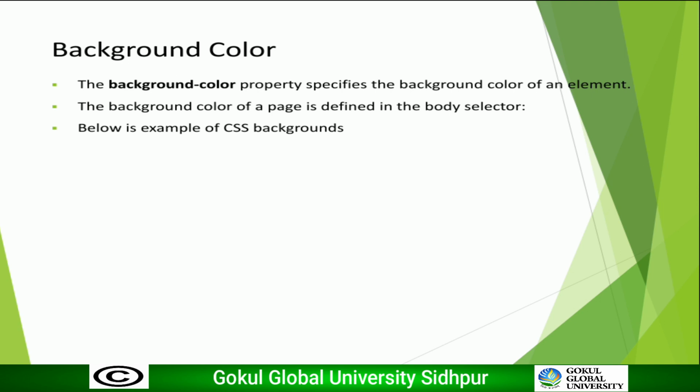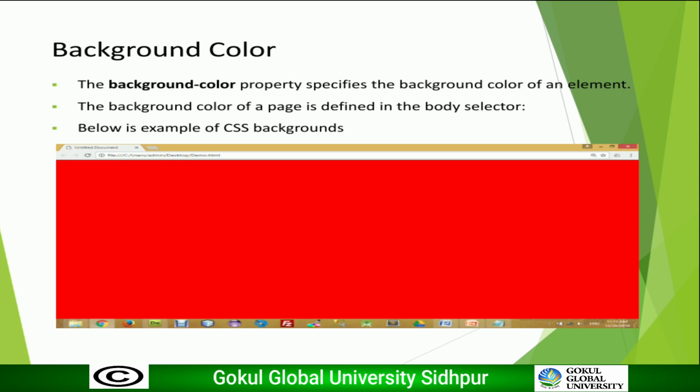Background color. The background color property specifies the background color of an element. The background color of a page is defined in the body selector. Below is the example. See here we are providing the property background-color with the value red.